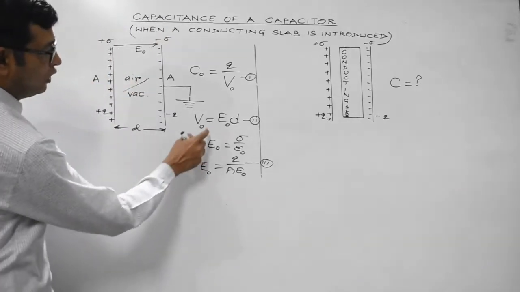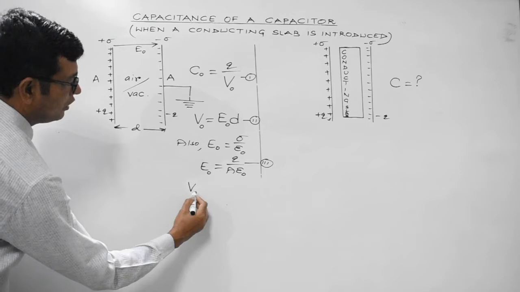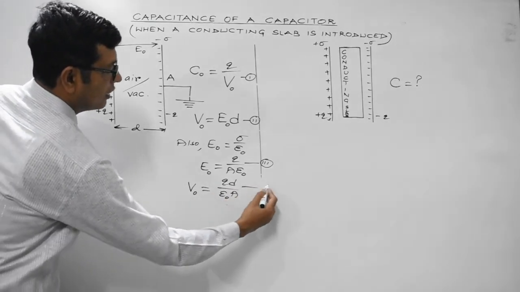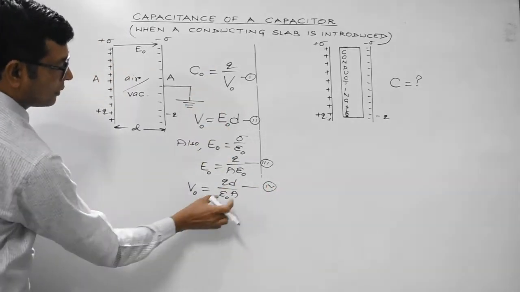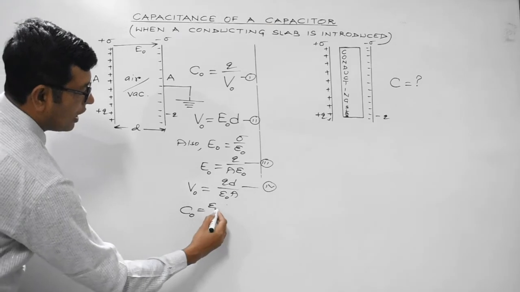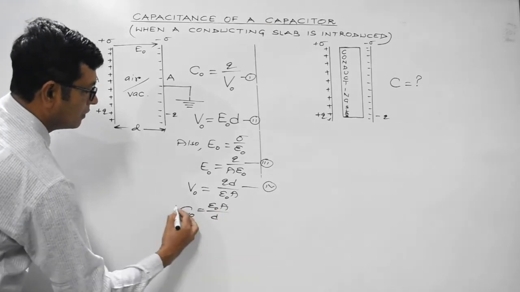So substitute this value over here. What do you get? V naught will be equal to Q d divided by epsilon A. From 1 and 4, substitute this value of V naught over here, what do you get? C naught will be equal to epsilon A by d.